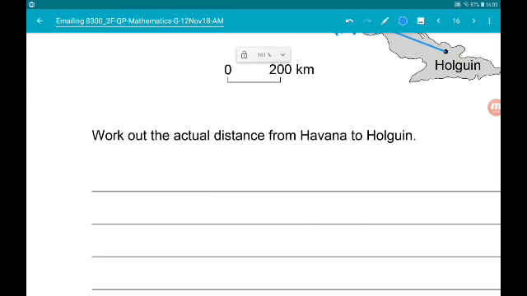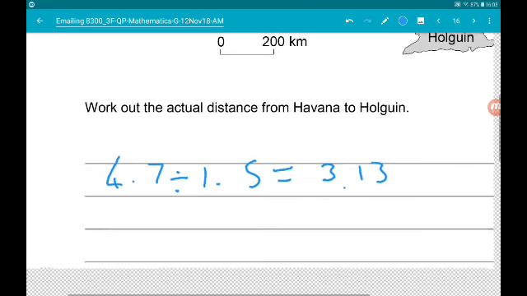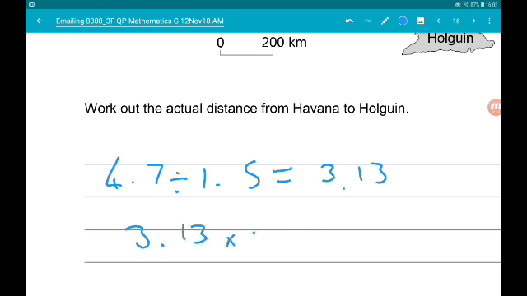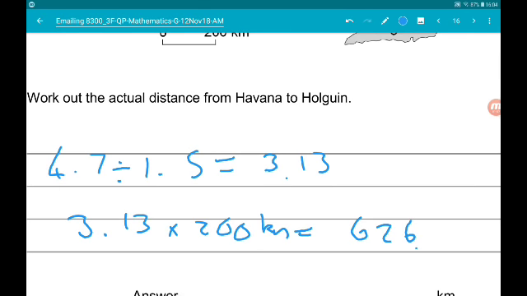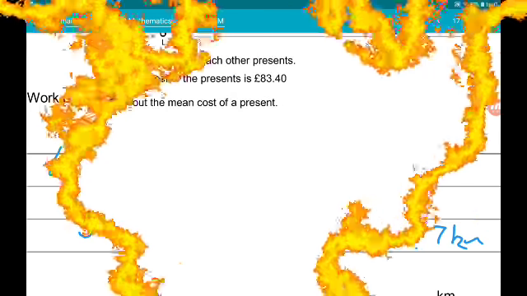So we then do 4.7 divided by 1.5, and that gives us 3.13 recurring. So that tells us there are 3.13 lots of 200 kilometers between. So we then do 3.13 times 200 kilometers, and that gives us 626.6 recurring. So we could say 626.7 kilometers. Cool.